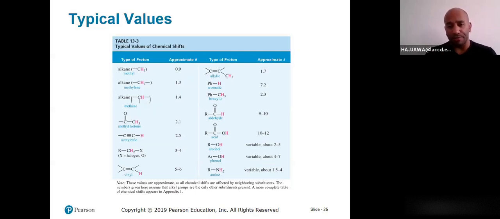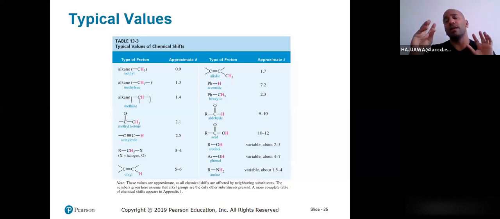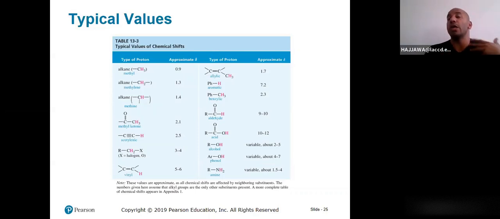Here is another example. If I have an alkene H, it usually shows up around 5 to 6 ppm, while if I have an alkyne H, it shows up around 2.5 ppm. So if I am in between alkene versus alkyne, and I'm asked to match the chemical structure with the corresponding proton NMR spectrum, and I'm confused, is it an alkene or an alkyne? Well, I already know that the alkene hydrogen is the one that shows up around 5 to 6, not the alkyne H.